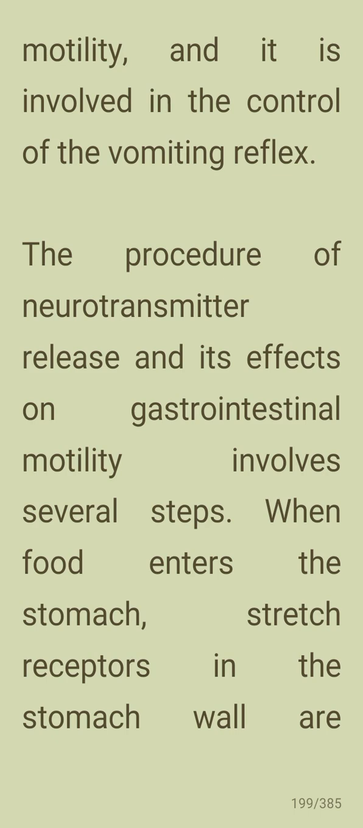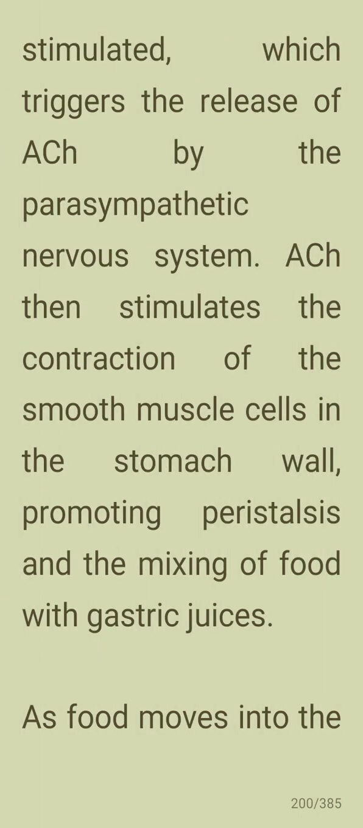The procedure of neurotransmitter release and its effects on gastrointestinal motility involves several steps. When food enters the stomach, stretch receptors in the stomach wall are stimulated, which triggers the release of ACH by the parasympathetic nervous system. ACH then stimulates the contractions of the smooth muscle cells in the stomach wall, promoting peristalsis and the mixing of food with gastric juices.